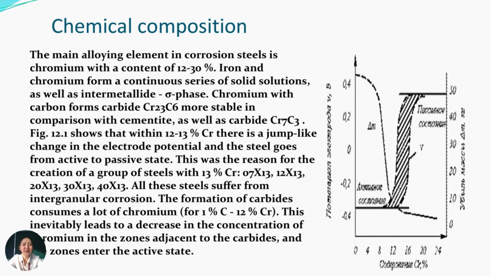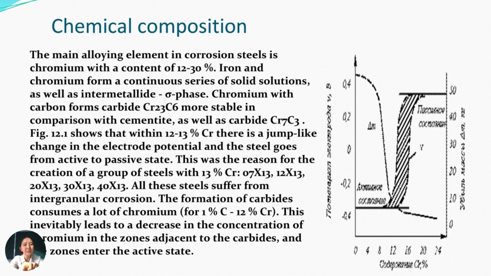Iron and chromium form a continuous series of solid solutions, as well as an intermetallic phase, and chromium with carbon forms carbides more stable in comparison with cementite, as well as the carbide Cr3C2. And we have a figure here showing the chemical composition, with degrees and percentages, and the temperature axis.